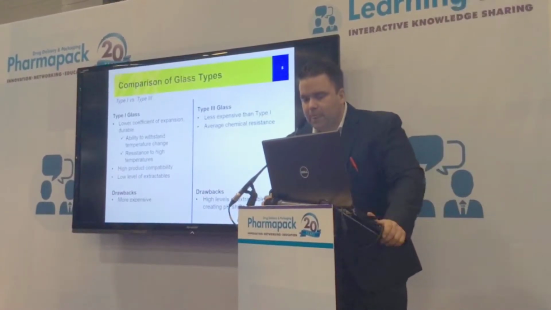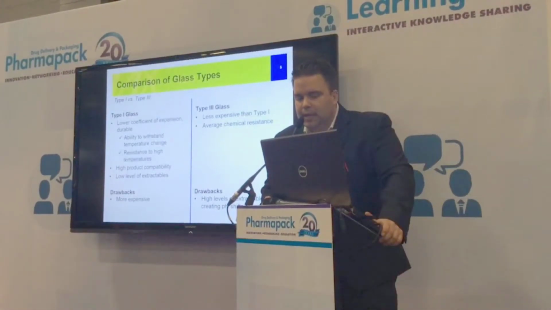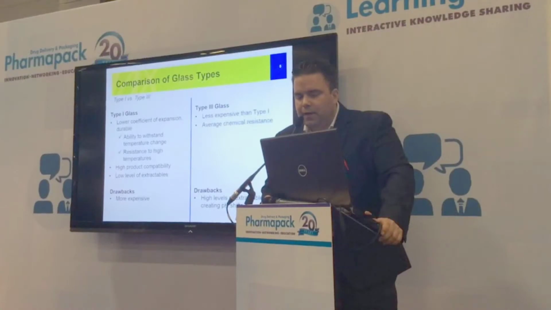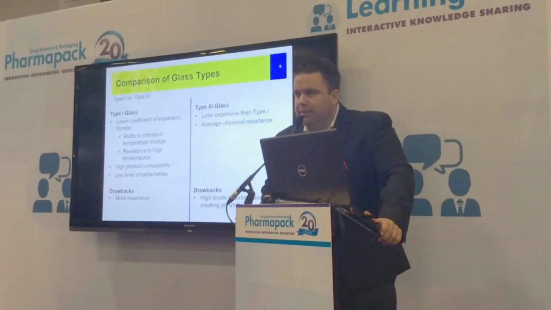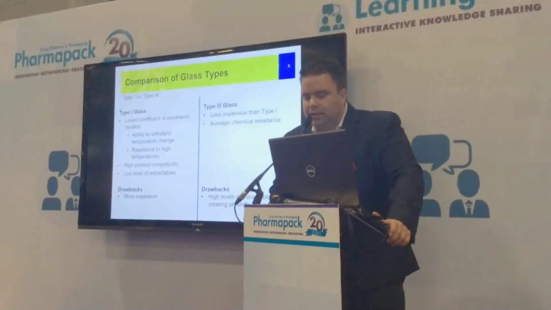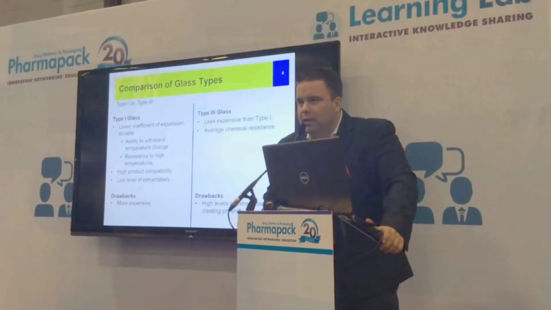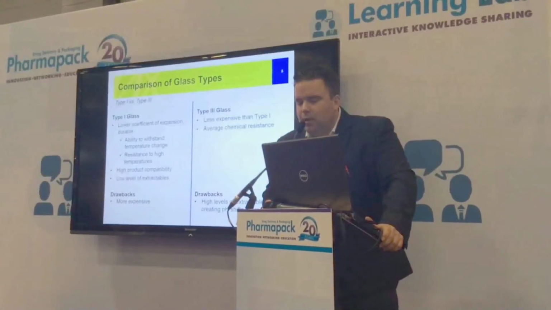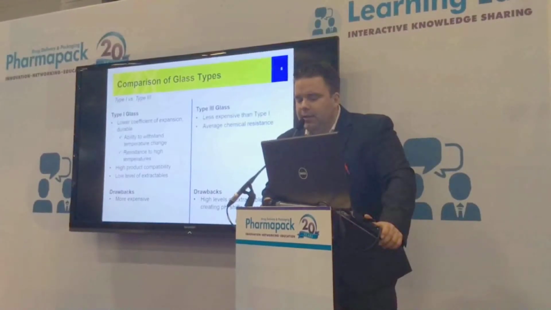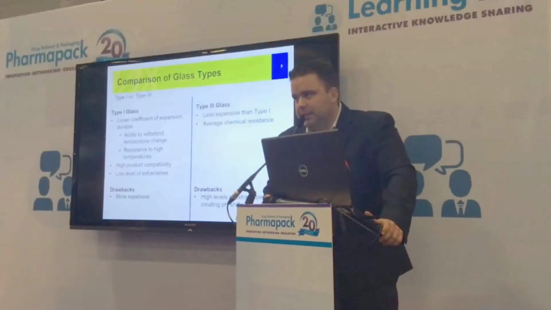So, when comparing type 1 versus type 3 glass, type 1 glass, you're going to have a low coefficient of expansion, meaning that it's able to withstand temperature change and it's resistant to high temperatures. You're going to have a higher product compatibility, a low level of extractables, whereas type 3 glass, it's going to be more economical. However, you're just going to have an average chemical resistance.